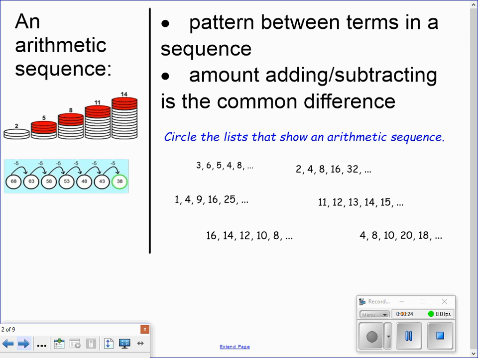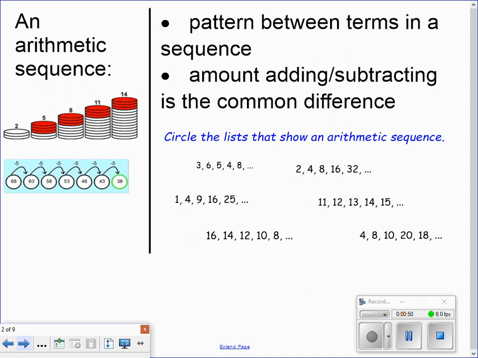In an arithmetic sequence, the pattern that we're going to see is some amount that's going to be added or subtracted. And this amount that is being added or subtracted is known as the common difference. So here we have a couple of series of numbers, and we're going to see which ones are sequences, and which ones in particular are arithmetic sequences.